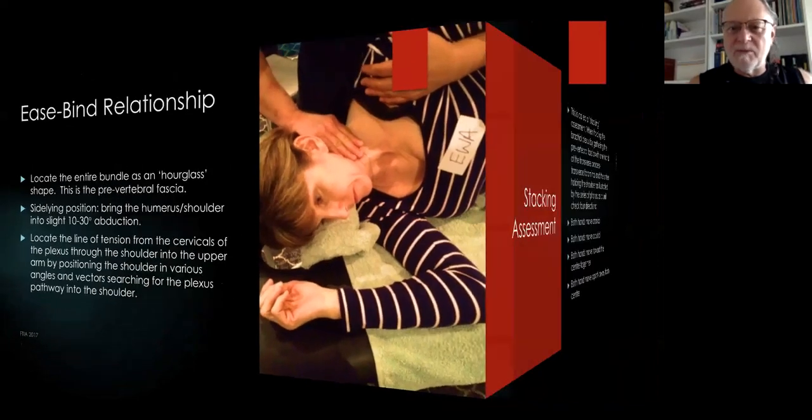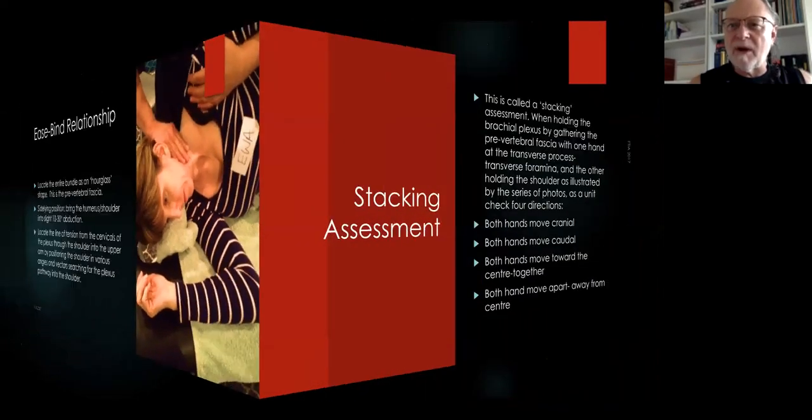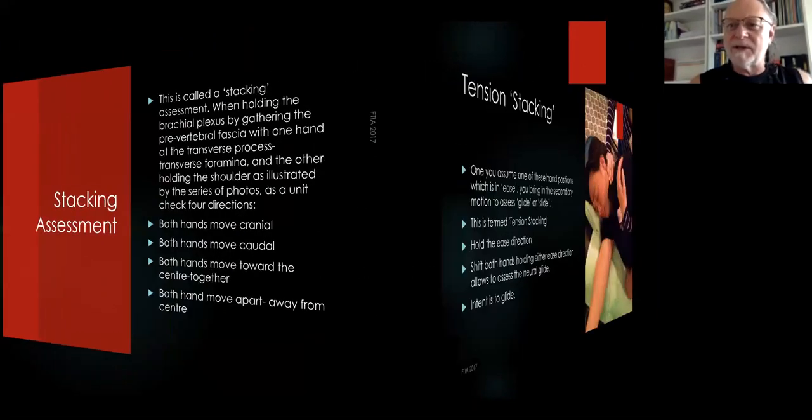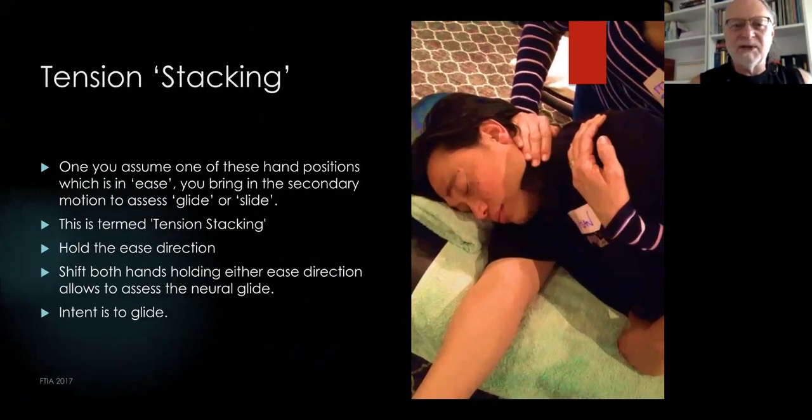This ease-bind is then put into what is called a stacking assessment. So you're gathering at least 3 planes of distortion, 3 directions, 3 surface areas, and we teach you how to do that in paired hands and single hands to stack this tissue and then go ahead and try to facilitate a change. So tension stacking is one of the terms that we work with, and that I'll teach you in the class.